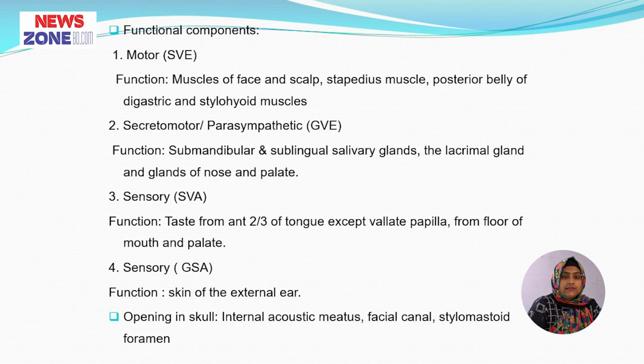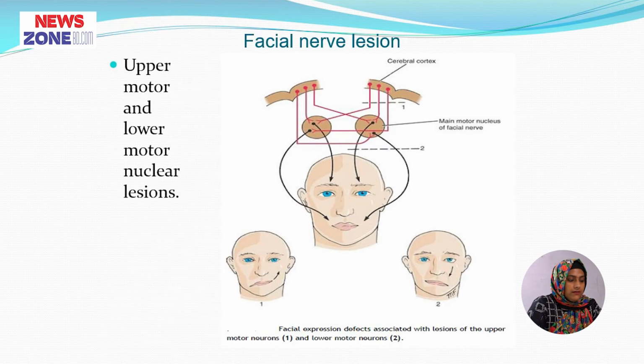And general sensory afferent, it carries sensation from the skin of the external ear and passes through the internal acoustic meatus, facial canal and stylomastoid foramen. The facial nerve lesion is of two types, upper motor neuron lesion and lower motor neuron lesion. The lower motor neuron lesion is very important for your professional exam or for your diagnosis of the patient, that is Bell's palsy.